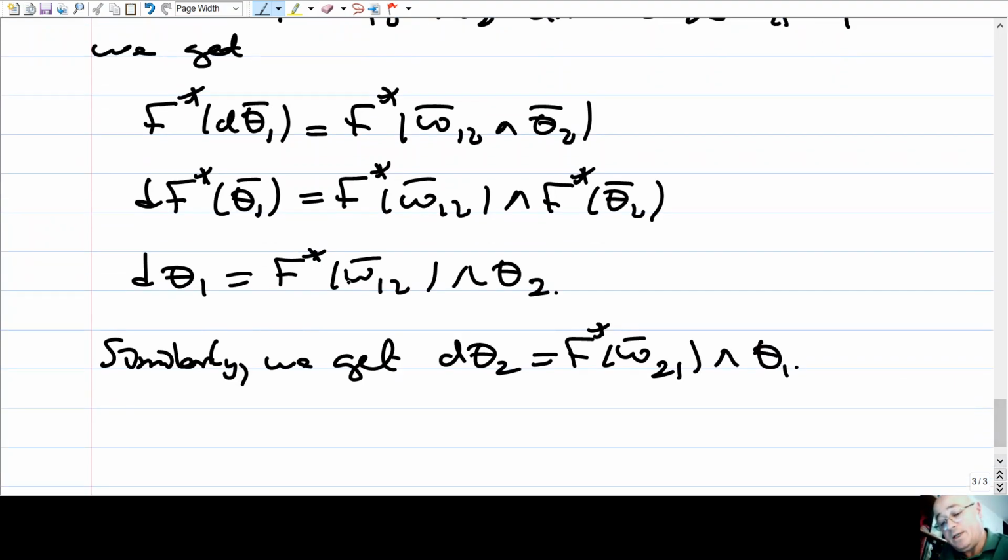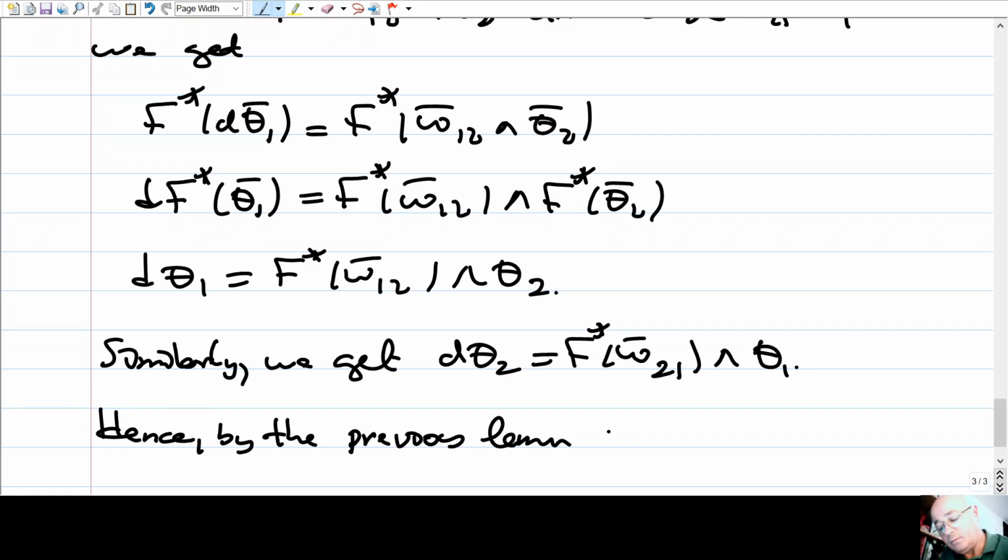So what we see is that this form f star omega 1 2 bar satisfies the first structural equation, which is satisfied by omega 1 2. But we know that by the previous lemma there's only one such form. Therefore, omega 1 2 is equal to f star omega 1 2 bar. Hence, by the previous lemma, omega 1 2 is just f star of omega 1 2 bar. And this finishes the proof.